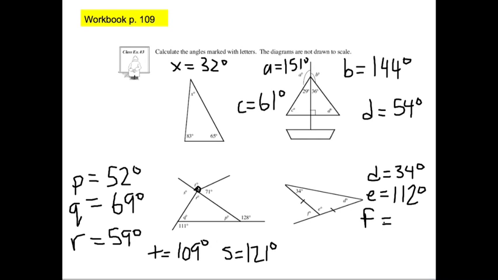F can be found because E and F make a straight angle. They're supplementary angles. So what you have is 180 minus 112, which will give you 68 degrees as an answer. So this is 68.